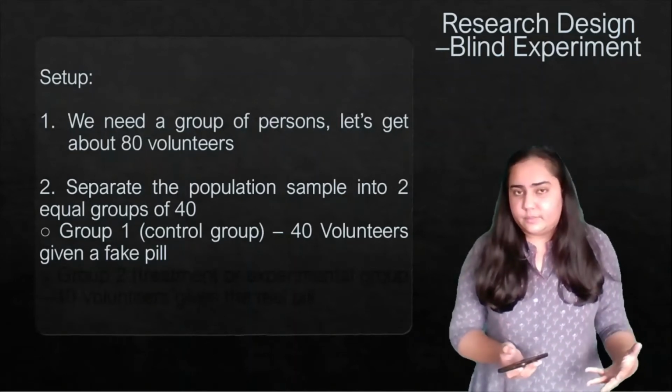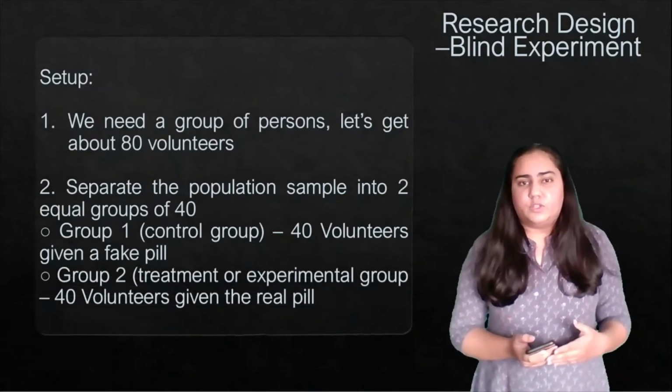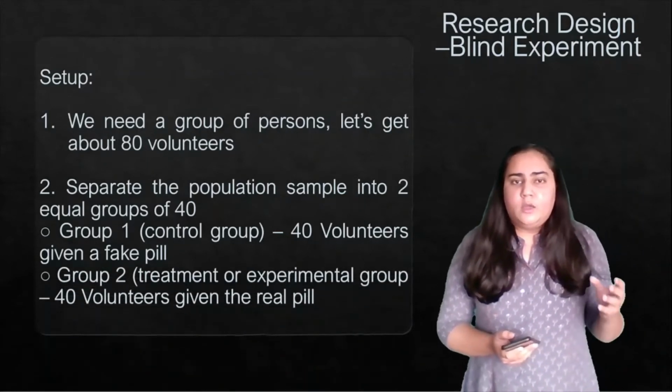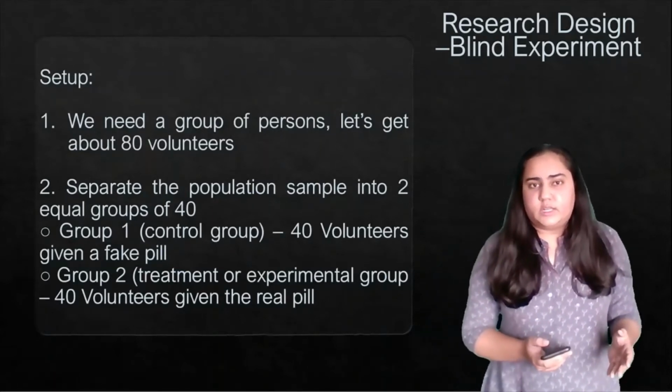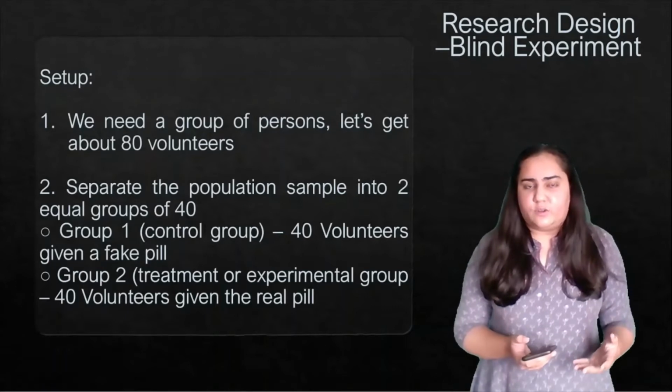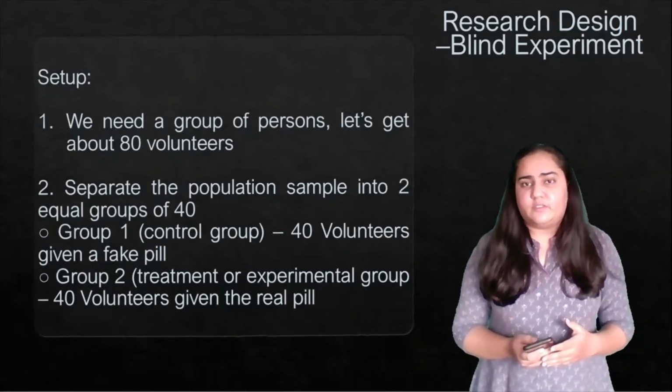Okay, so they'll be just given a pill that does not do anything, but they will be told that this is a flu medicine. And there will be a group 2, which will be the treatment or experimental group, which also would contain 50% of the population, which is 40. And these people will be given the real pill.